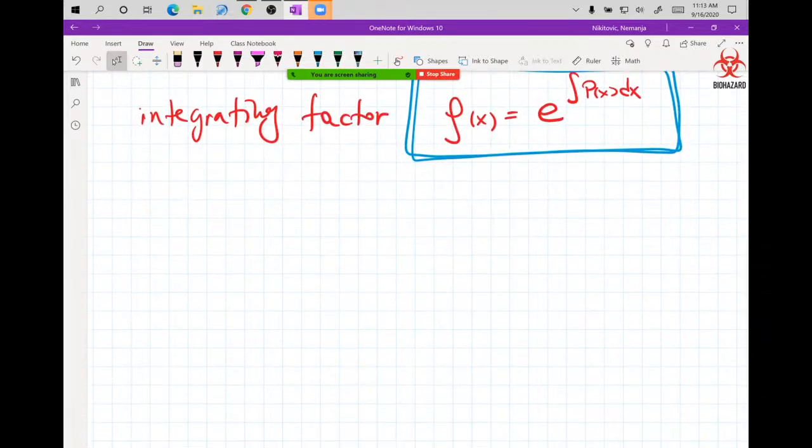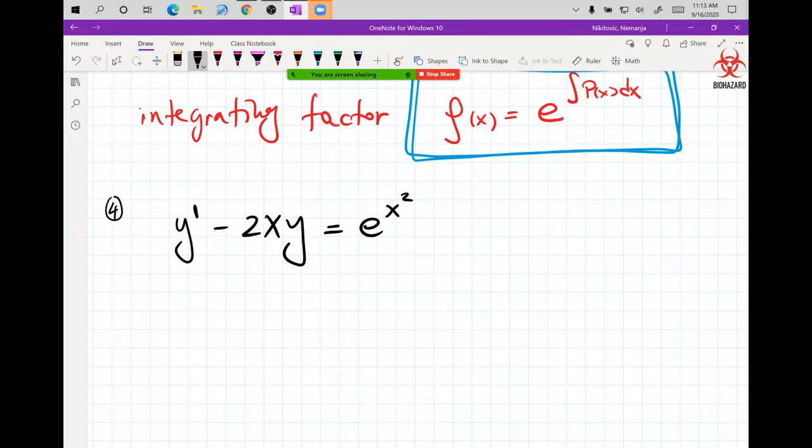So to learn this concept, I'm going to start with y prime, this is example number 4 in the book, y prime minus 2xy equal to e to the x squared. And they did not give us an initial condition on this problem, so we're just looking for the general solution.